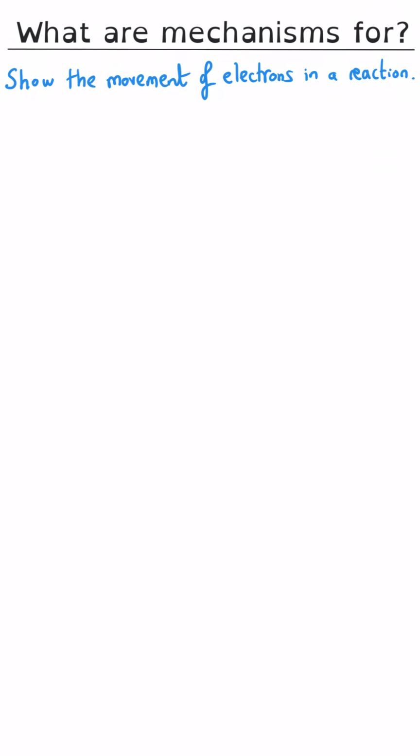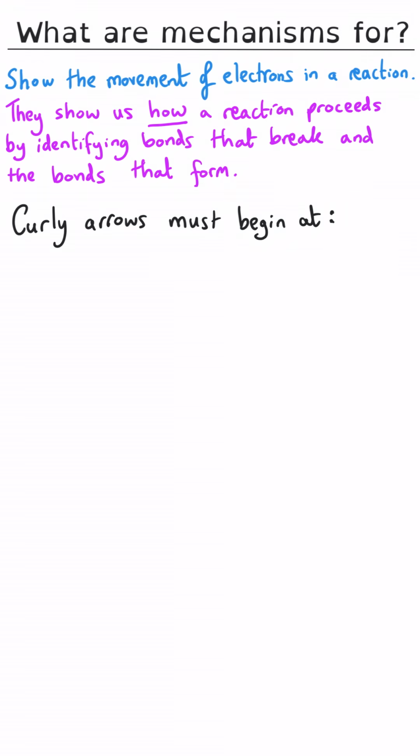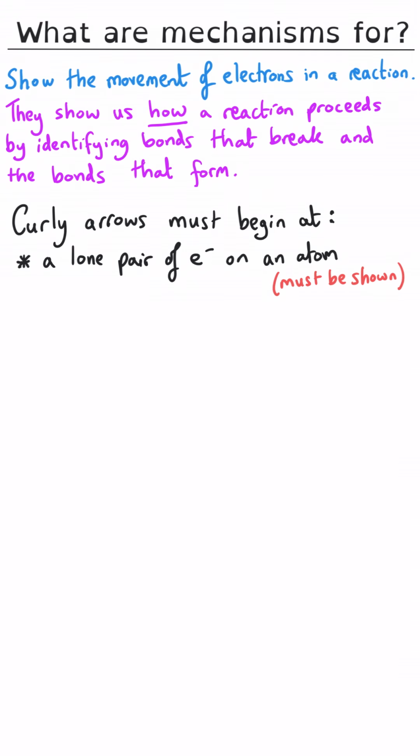When we draw mechanisms, we use them to show the movement of electrons during a chemical reaction. This allows us to see how a reaction proceeds by identifying the bonds that are breaking and those bonds that form. As a general rule, curly arrows, which we use to represent mechanisms, must begin at either a lone pair of electrons on an atom, which you must show, or the curly arrow must begin at a bond that is about to be broken.